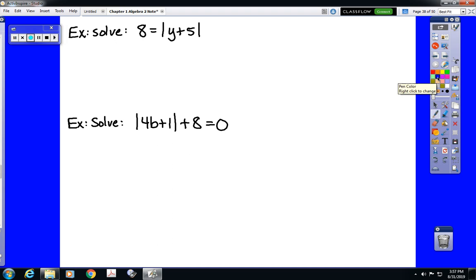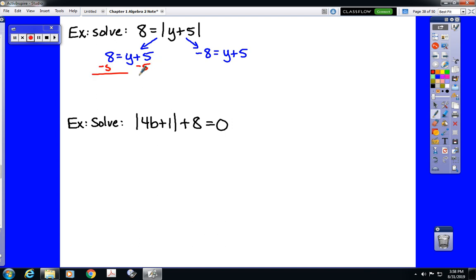So here we go. Again, here's an Algebra 1 level equation. It's already solved for the absolute value, so we're going to split it up. On the one equation, we will simply drop the absolute value, giving us 8 equals y plus 5. And the other, we will change 8 to negative 8, and we will drop the absolute value bars. Both of these should be relatively easy Algebra 1 level equations.